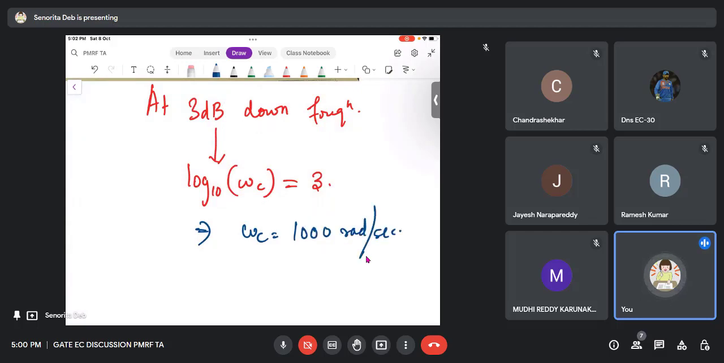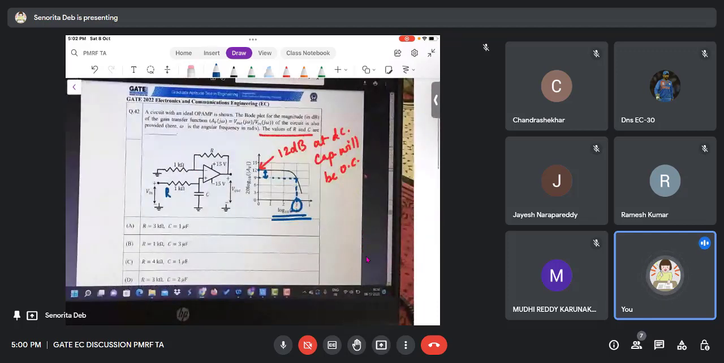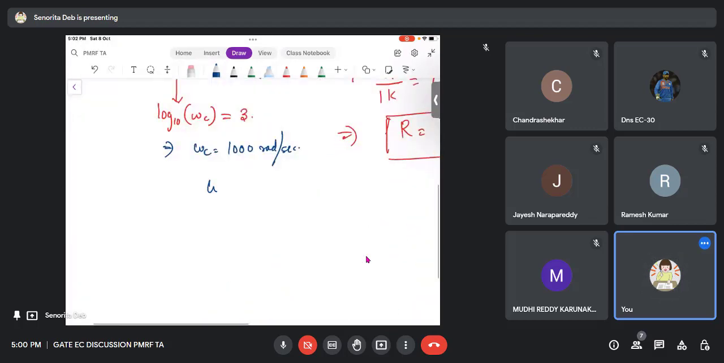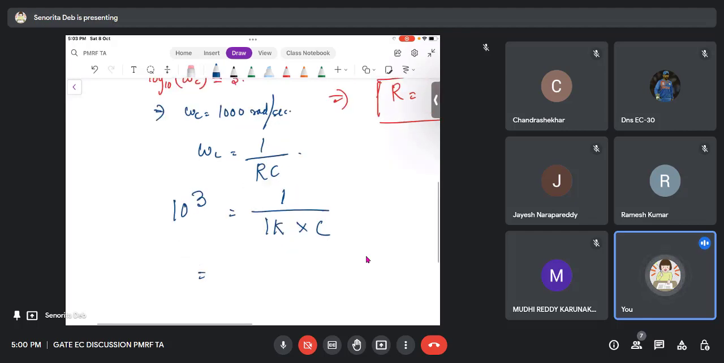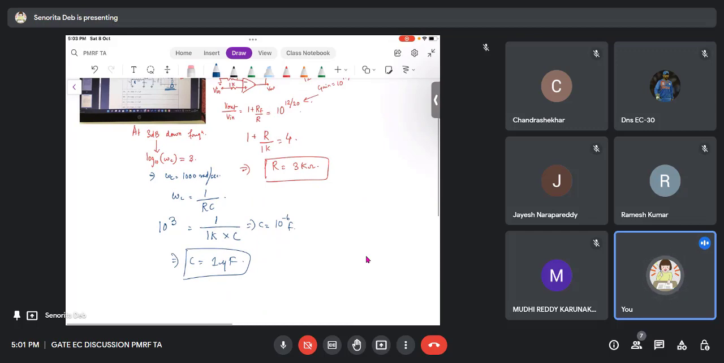Now how is the corner frequency given? In a normal RC circuit, the corner frequency is given by 1 by RC. Right? The 1 kilo ohm you already have, and then you have C, and then you have here 1000, 10 to the power 3. This implies C is nothing but 1 microfarad. Right? If you solve this, you will get 10 to the power minus 6. So the answer is R is 3 kilo ohm and C is 1 microfarad.